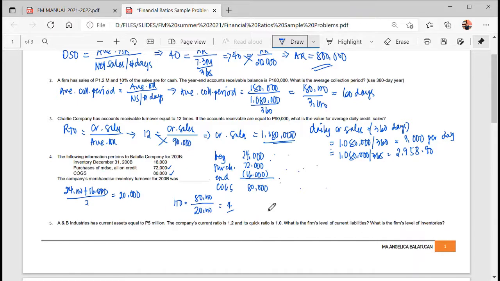Okay? So if there's a way to extract a certain amount and it's explicit and can be identified in the given, then you will compute for that amount. And the computed amount will be used in the formula. Okay?